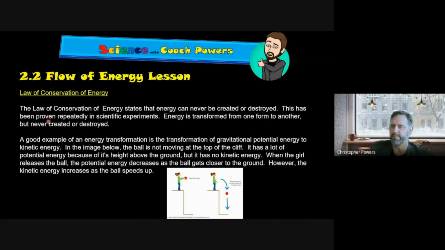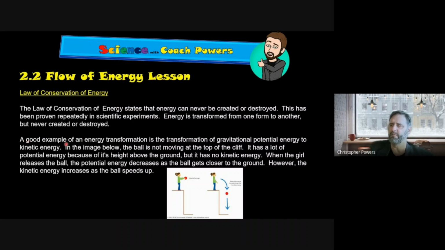I mean, what if a battery gets low and that chemical battery acid isn't working anymore? And doesn't that go away? Well, it's transferred into different forms. It's still there somewhere. Okay, this has been proven repeatedly in scientific experiments. Energy is transformed from one form to another, but never created nor destroyed.